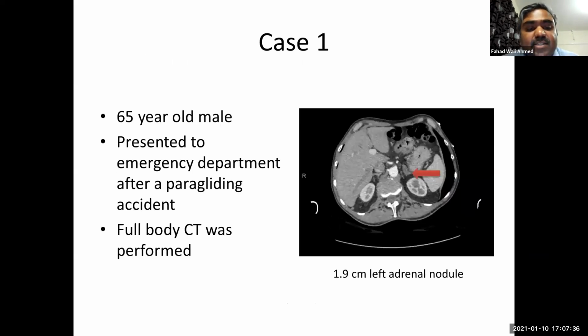So let's start with a simple case of a 65-year-old gentleman who presented to the emergency department after a paragliding accident. His trauma scan showed a small left adrenal nodule, which is around 1.9 centimeters.